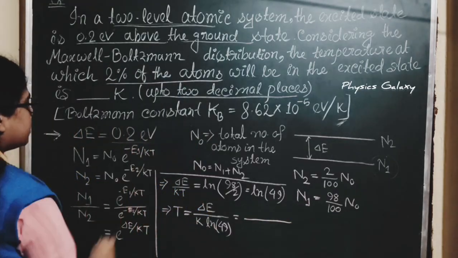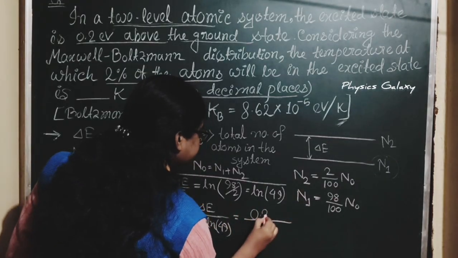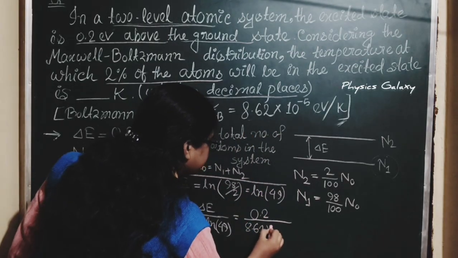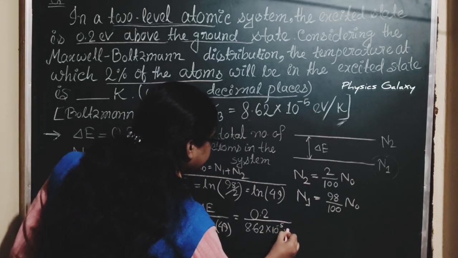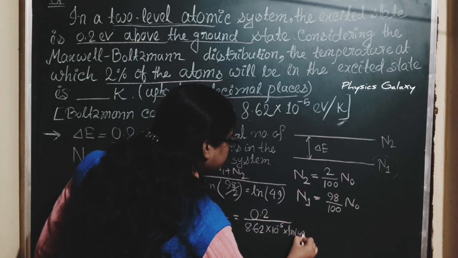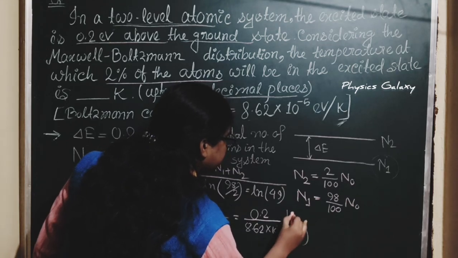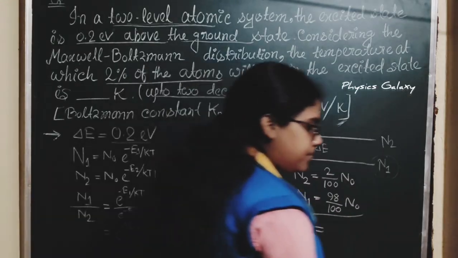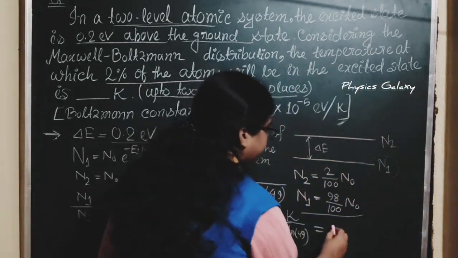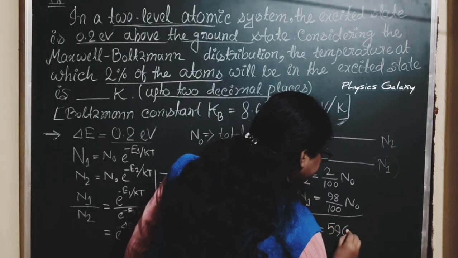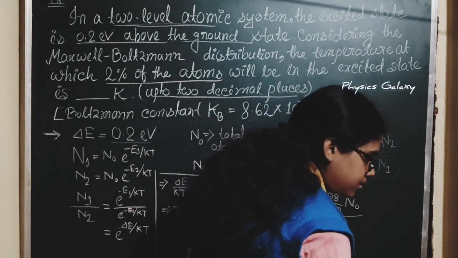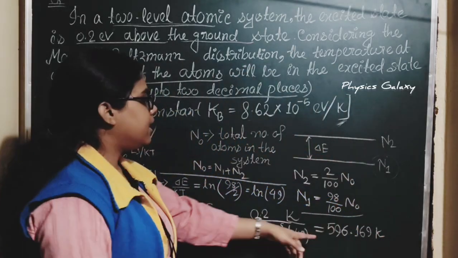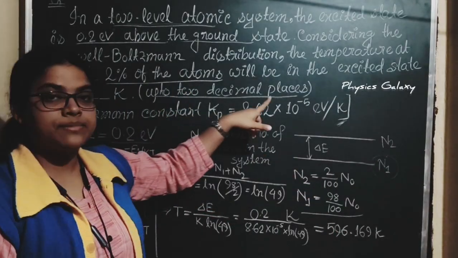Delta E is given as 0.2 electron volt. K is given 8.62 into 10 to the power minus 5 into ln 49 Kelvin. After calculating this, we will get the value that will be 596.169 Kelvin. But our answer should be up to 2 decimal places.